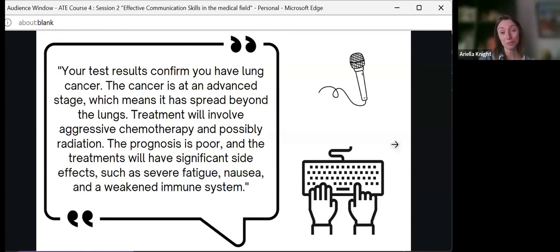That's medical terminology for something. Prognosis. Tell me in the chat. Who can tell me in the chat what it means? The prognosis is poor.